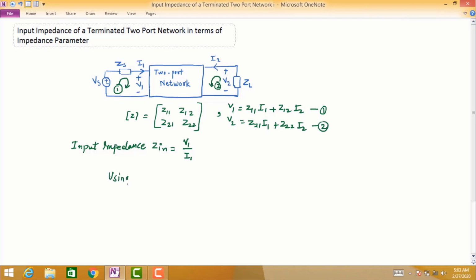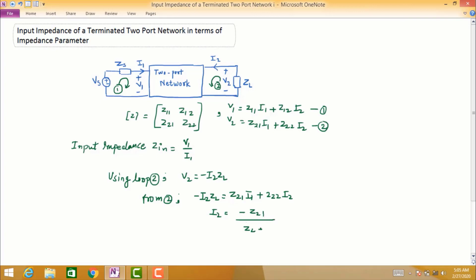From loop 2, we can write V2 is equal to minus I2 into ZL. Put this value in equation number 2: minus I2 into ZL equal to Z21 I1 plus Z22 I2. Solving this, we will get I2 is equal to minus Z21 whole upon ZL plus Z22 into I1. Put this value of I2 in equation number 1, we will get V1 is equal to Z11 I1 plus Z12 into minus Z21 whole upon ZL plus Z22 into I1.